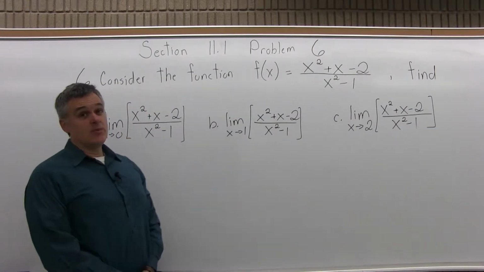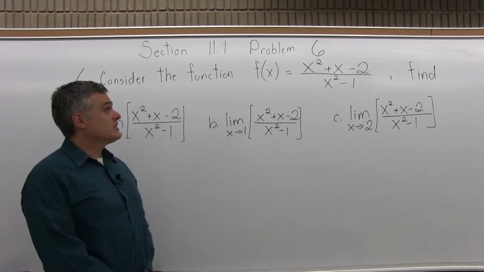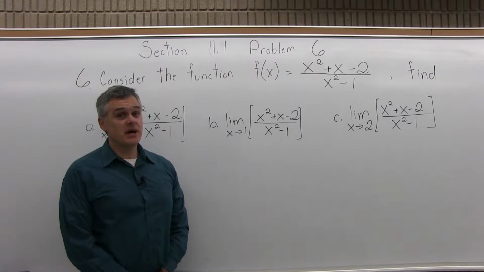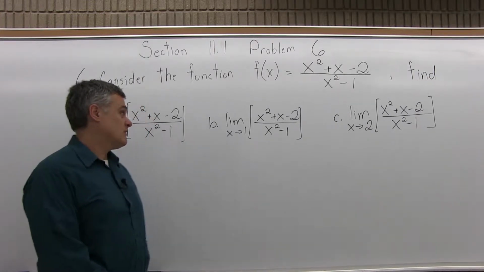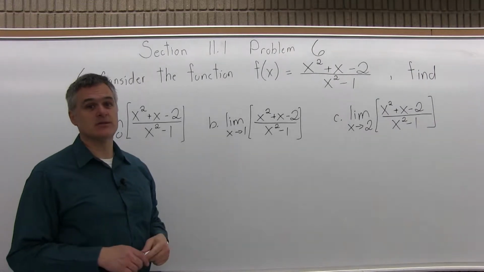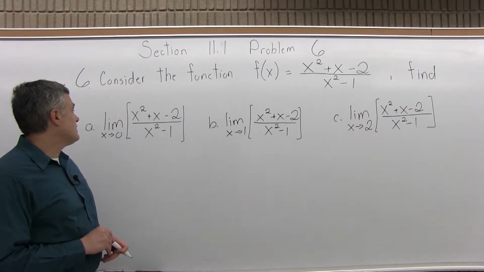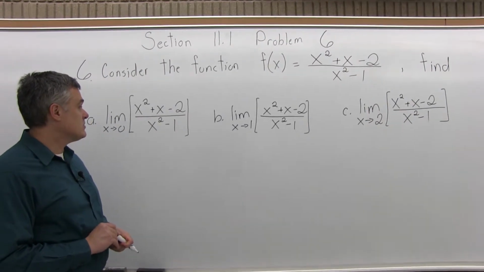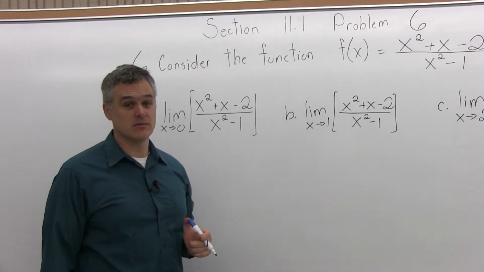This is Section 11.1, Problem number 6. It says, consider the function x squared plus x minus 2 over x squared minus 1. And then you want to find the limit as x approaches these three different values. So in part A, you want to find the limit of x squared plus x minus 2 over x squared minus 1 as x approaches 0.